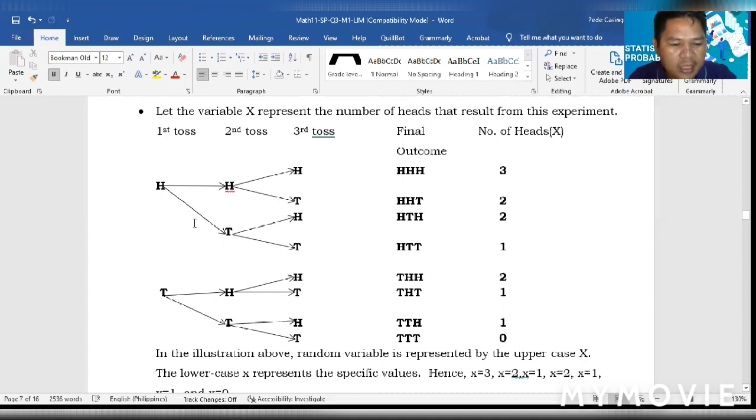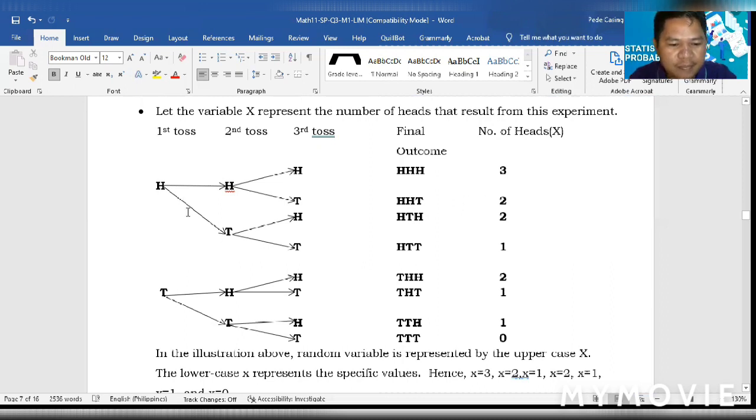Second, HTT. H, H, T. The possible outcome is head, head, and tail. So you just count H, H, T. How many heads? We have 1, 2. So you write 2.